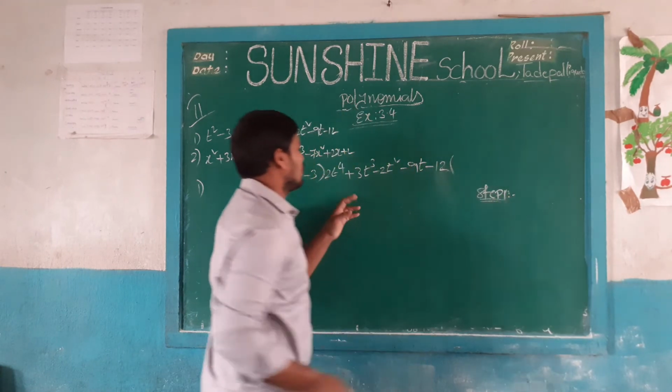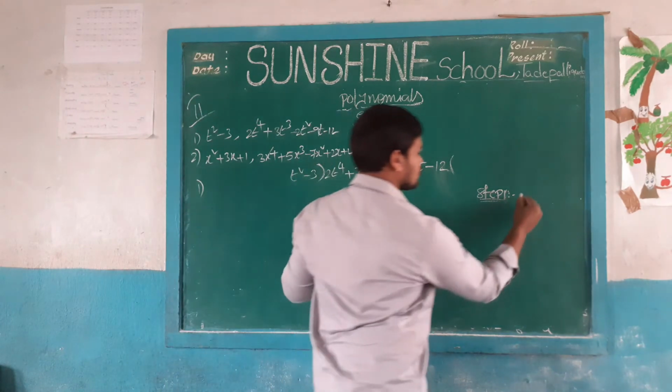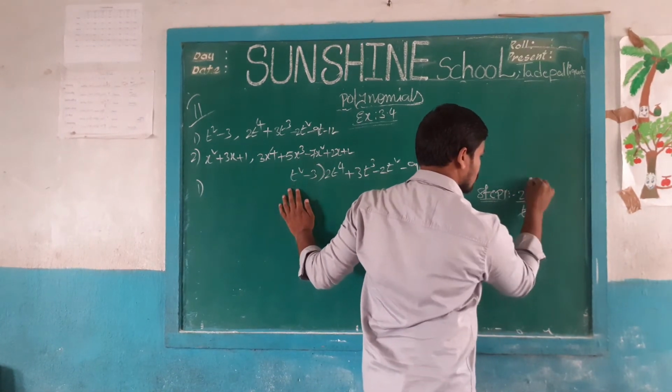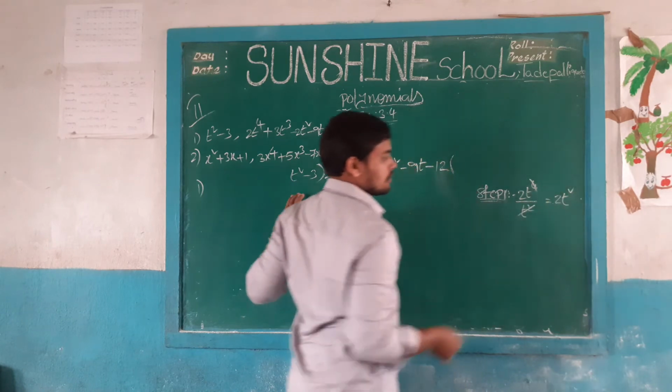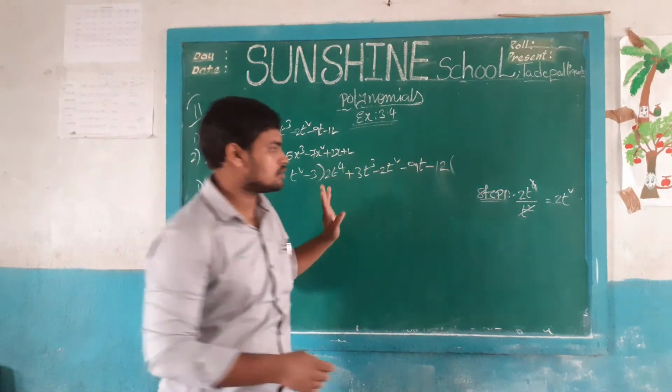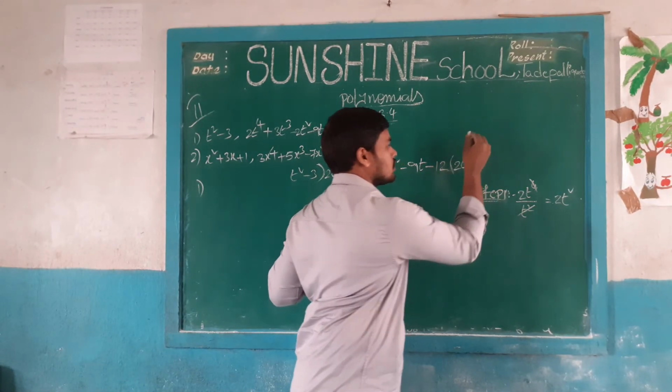Step 1. So 2t power 4 divided by t square. T square cancels, giving 2t square. There are 4 t's in the numerator and 2 t's in the denominator. So write down the 2t square here.